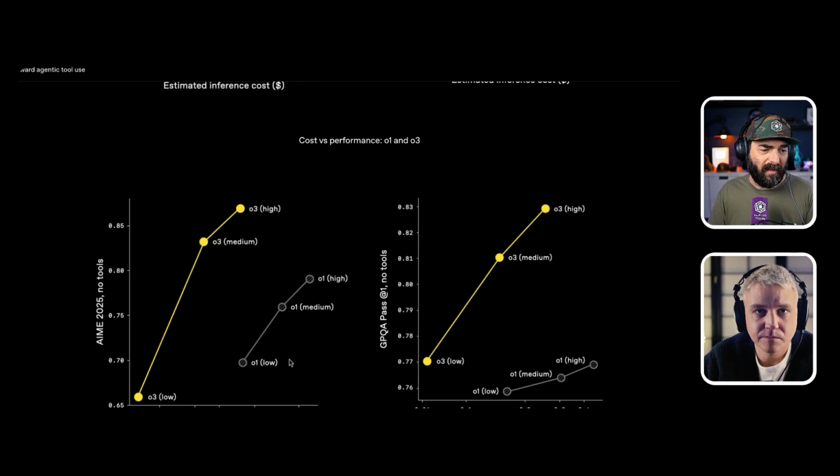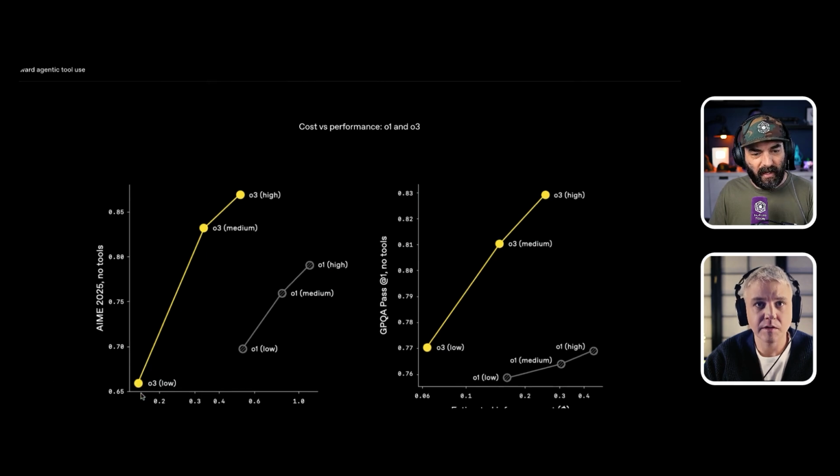Okay, so here we go. Here we can see this is math. AIME is math questions, right? So we can see on math, O3 for inference cost is down here. O3 high is way up here. And the inference cost is way cheaper than O1 Pro, which I believe is the same as O1 high. I don't know why they're using different terminology. I think O1 high is O1 Pro.